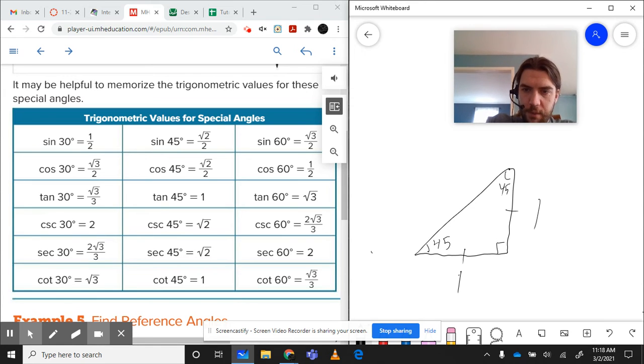Well, that means that our hypotenuse should be the square root of 2, right? 1 squared plus 1 squared, we'd add those together, and we'd get 2, and then we'd take the square root to find that value. So if we want the sine of 45, that's going to be the opposite over hypotenuse, 1 over the square root of 2. They've rationalized it. Cosine will be the same. Tangent will be opposite over adjacent, so it'll just be 1.